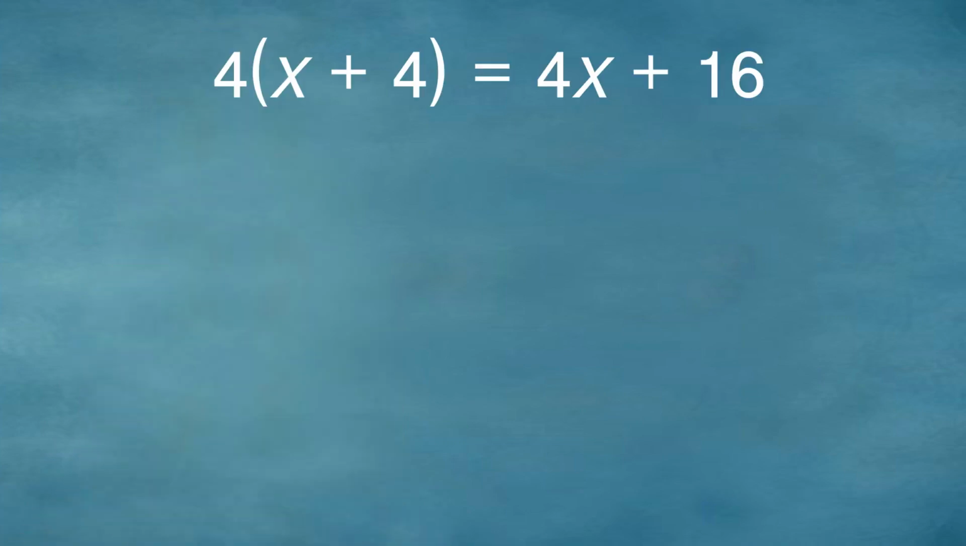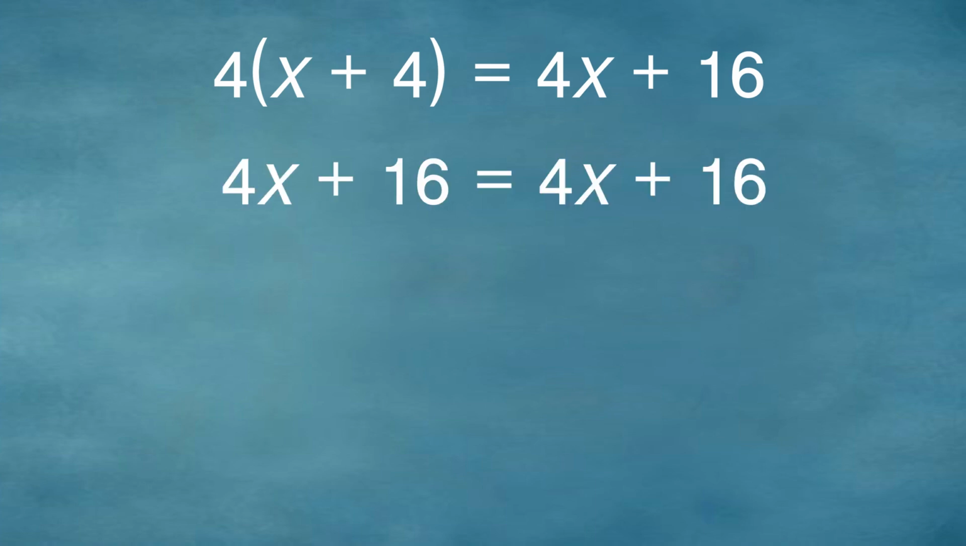Sometimes, however, there is more than one solution to your equation, more than two. In fact, there are infinitely many solutions. Let's take a look at this equation: 4 times (x plus 4) equals 4x plus 16. To solve this, first, we distribute on the left-hand side, which gives us 4x plus 16 equals 4x plus 16.